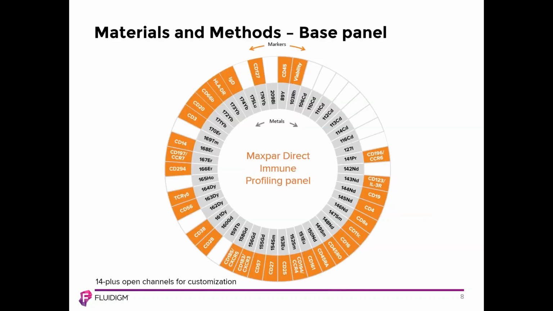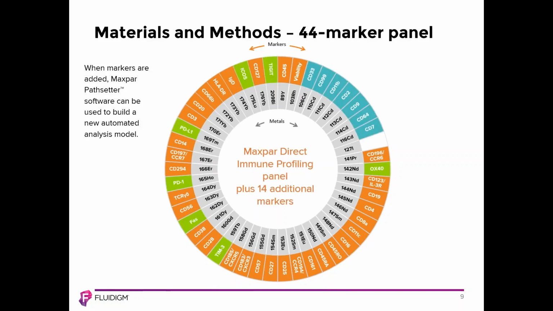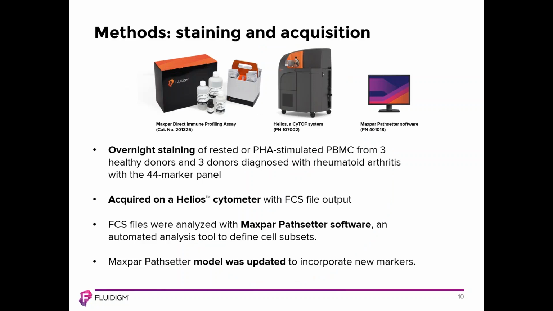I can show this to you in the form of a wheel. This is the 30 marker panel over here highlighting the open spots as the blank white boxes. And in this particular case, what we did is we filled this in with these 14 antibodies which are now shown in the wheel. So we made a comprehensive 44 marker immune phenotyping panel, which was then tested amongst these samples. So to talk about the samples, I'd like to discuss the materials and methods.